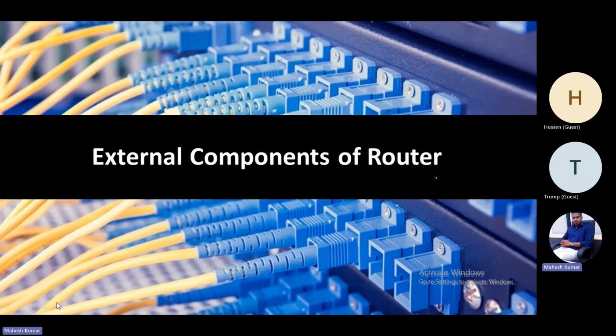Like we can say access layer, distribution layer, and core layer. The access layer is for small organizations, distribution is for mid range, and the core is for higher range.